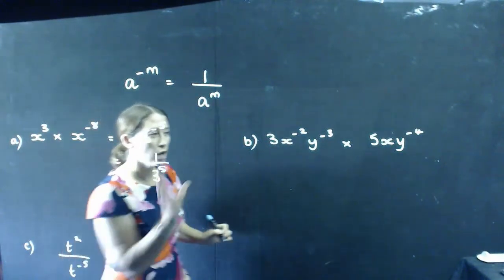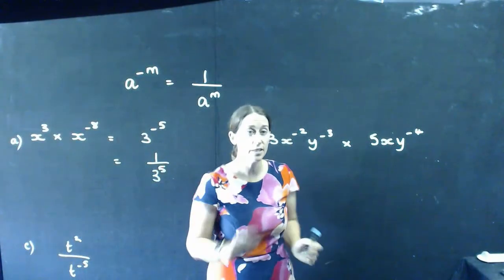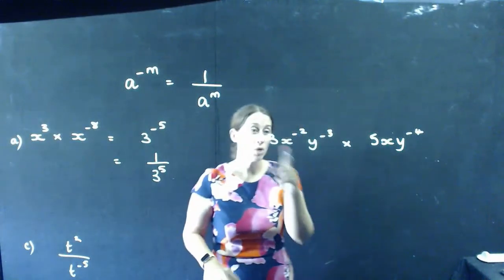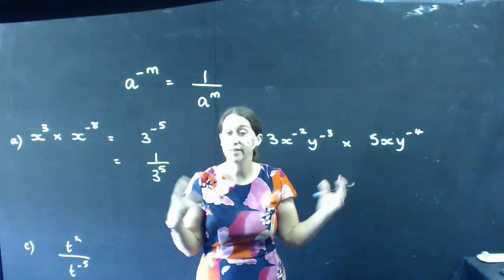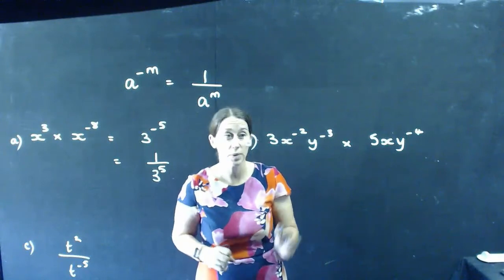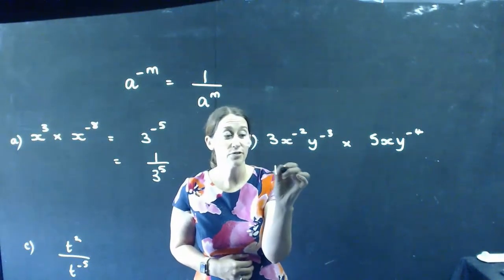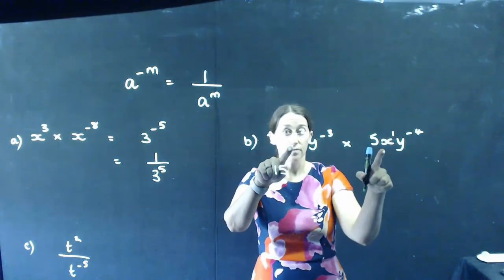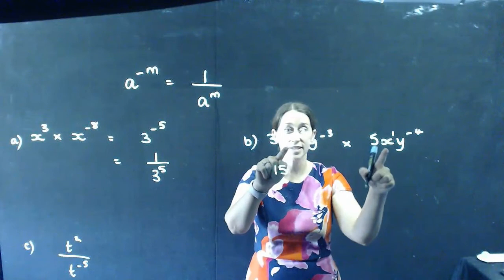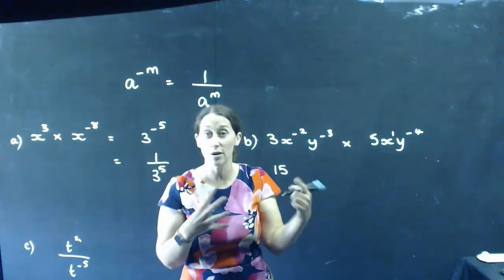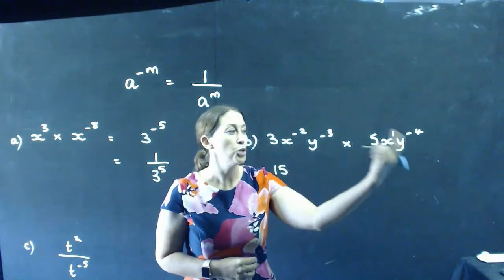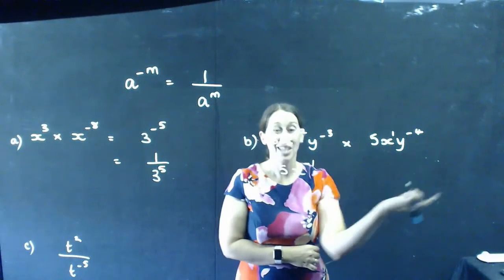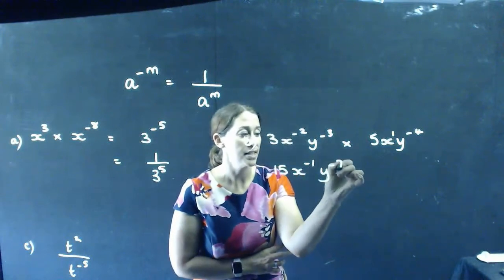Over here, I've got two bases to deal with, x and y. I have coefficients as well. So I'm going to multiply the coefficients together, and I'm going to try and simplify it as much as I can using the multiplication law. So 3 times 5 is 15. Add the power. This is a power 1, remember? So we've got negative 2 plus 1, because this is the base of x. That's the power of x with the base x. Negative 2 plus 1 is x to the negative 1. And y, negative 3 plus negative 4 is y to the negative 7.